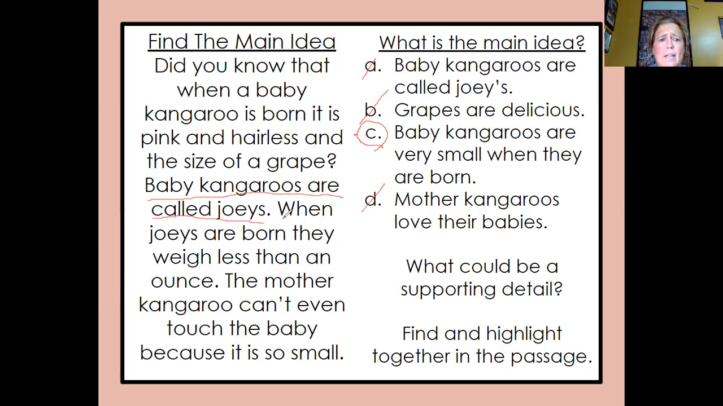We can also say that when the joeys are born, they weigh less than an ounce. That is another good supporting detail for our main idea that baby kangaroos are very small when they are born. Another supporting detail is that the mother kangaroo can't even touch the baby because it is so small. So all of those are our supporting details or key details that support the main idea.